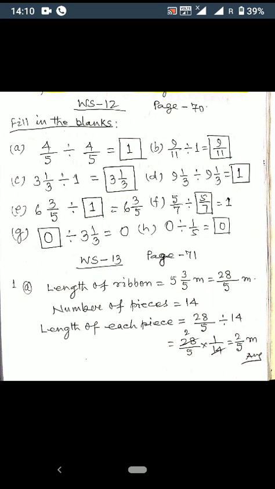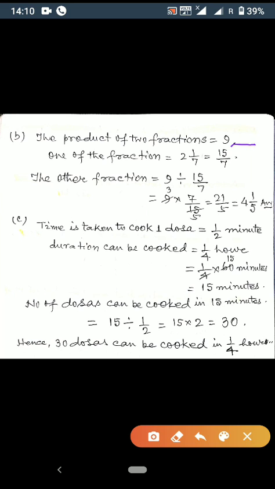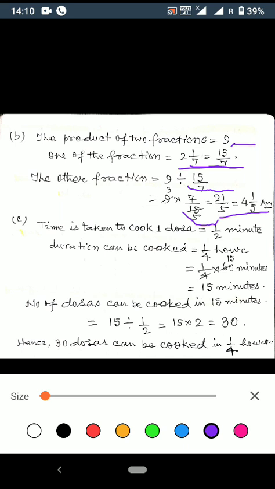The product of two fractions equal to 9. Question B. The product of two fractions is 9. If one of the fractions is 2 whole 1 by 7, find the other fraction. So write the product of two fractions equal to 9. One of the fractions equal to 2 whole 1 by 7 equal to 15 by 7. The other fraction equal to 9 divided by 15 by 7. Now it can be written as 9 multiply 7 by 15. 3 threes are 9, 3 fives are 15, equal to 7 threes are 21 by 5 equal to 4 whole 1 by 5.